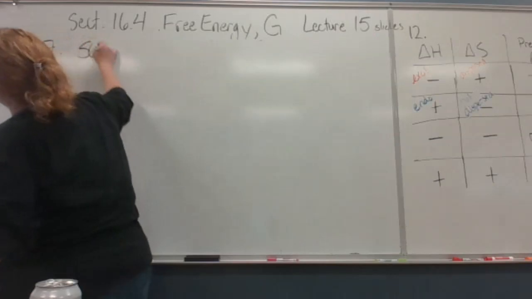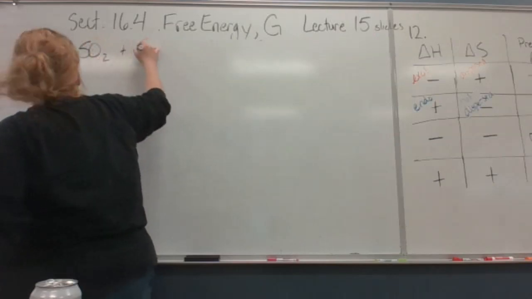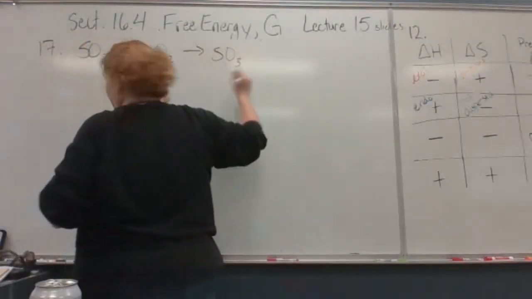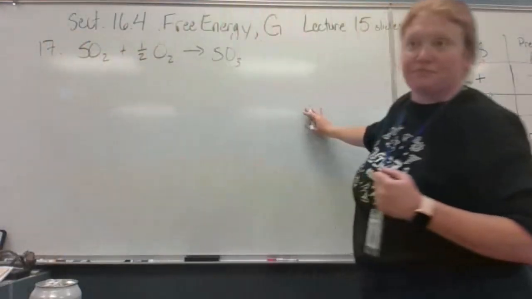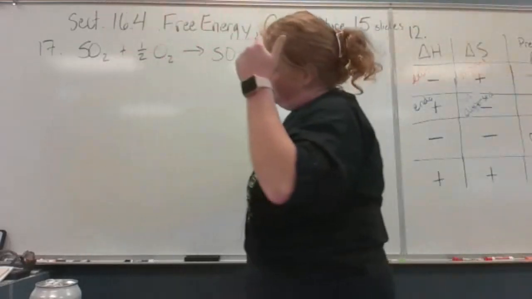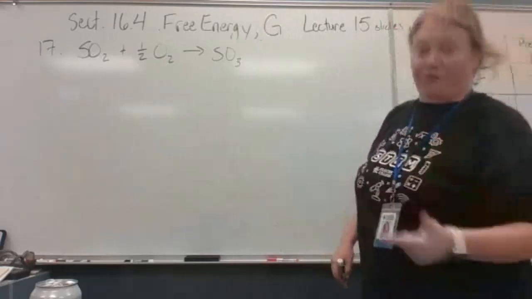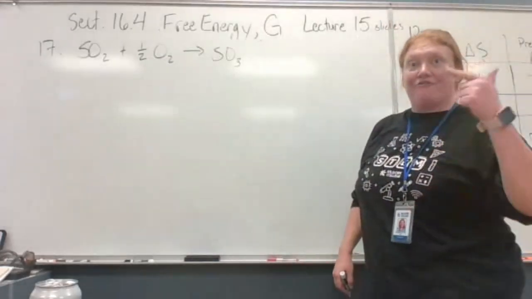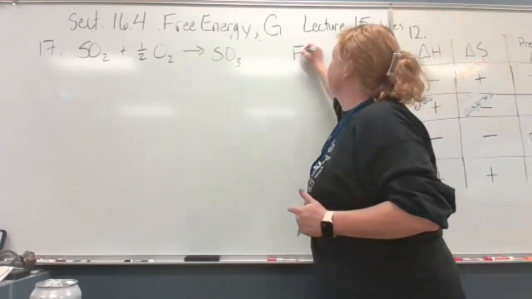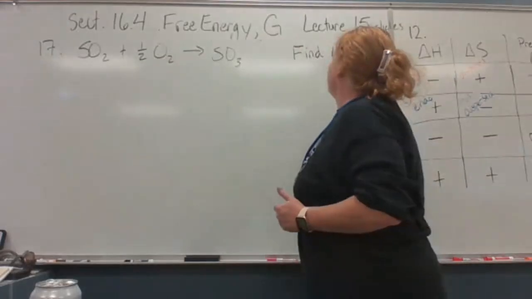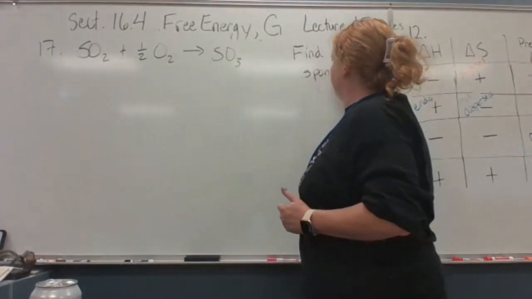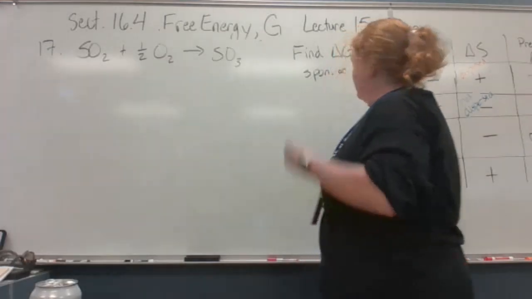Okay, so in this reaction, I've got reactants, and I've got product, and I've got a table of numbers. And I want to know delta G, standard free energy change. And from that, I say, is it spontaneous or not? So you are finding delta G, calculating delta G, and then telling me spontaneity.